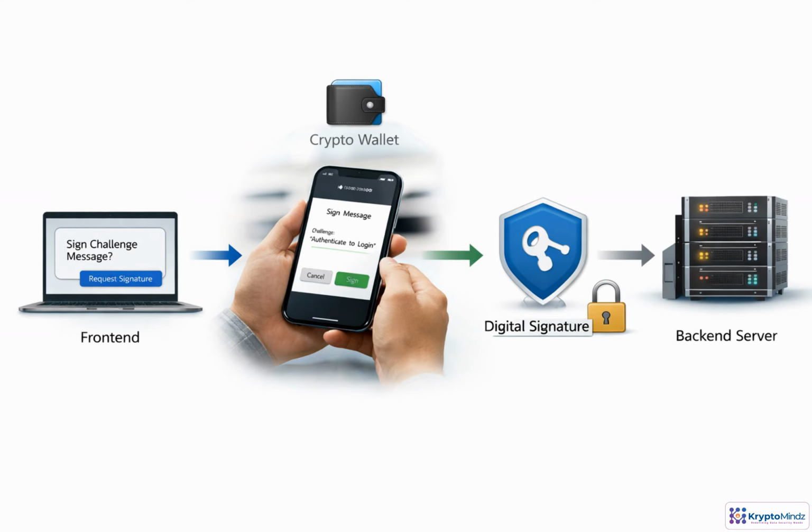Once the frontend has the challenge, it asks the wallet to sign that exact message. The wallet pauses the flow and shows the user what is being signed, so this is the moment to read carefully. If the user approves, the wallet creates the digital signature locally with the private key. No blockchain transaction is sent, and usually no gas is paid. The app receives only the signature and forwards it to the backend for verification.